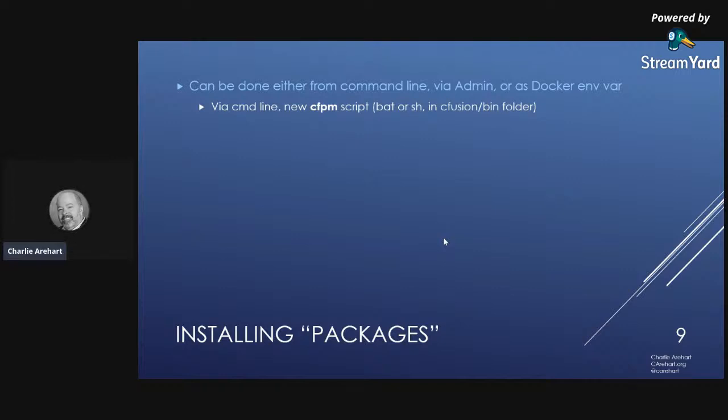So first, with your full installer from the command line, you could go to your CFusion bin folder, and there's a CFPM, BAT, or SH. You would run that CFPM, and at the command line, be led through a process of being able to manage the packages.